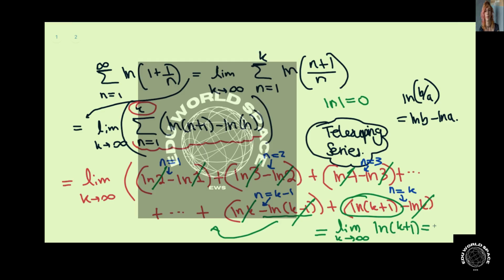And in this limit, this goes to infinity. This means that the sum is divergent.